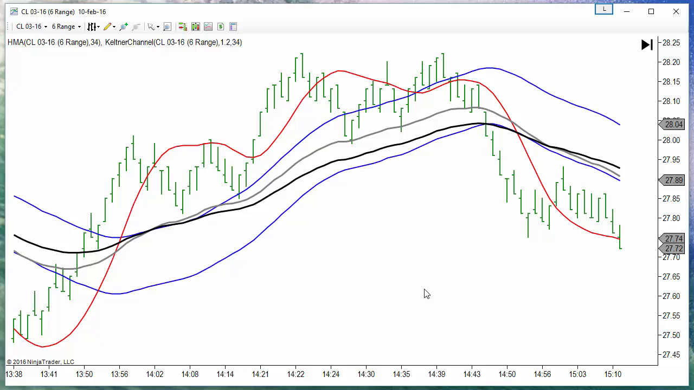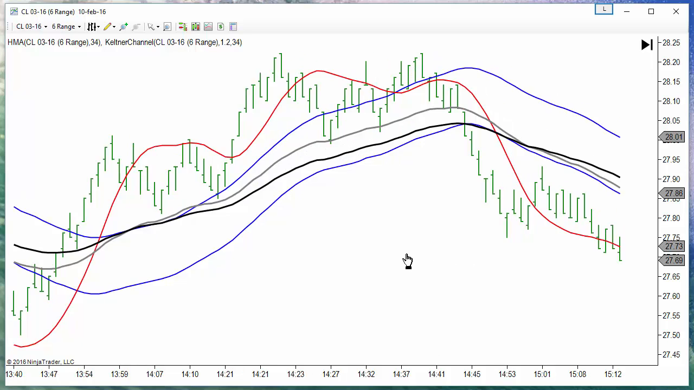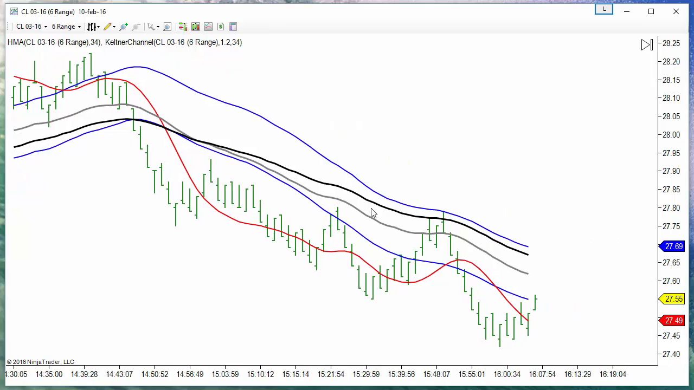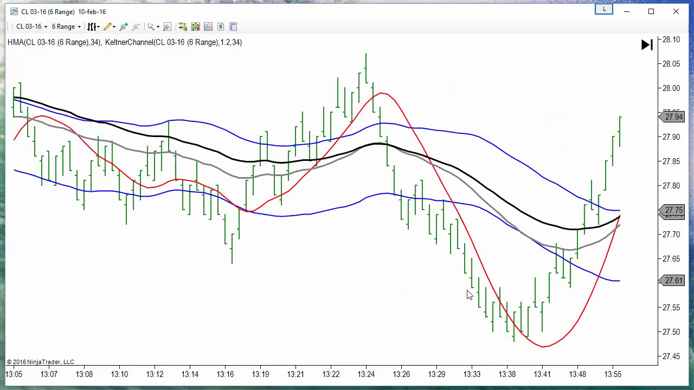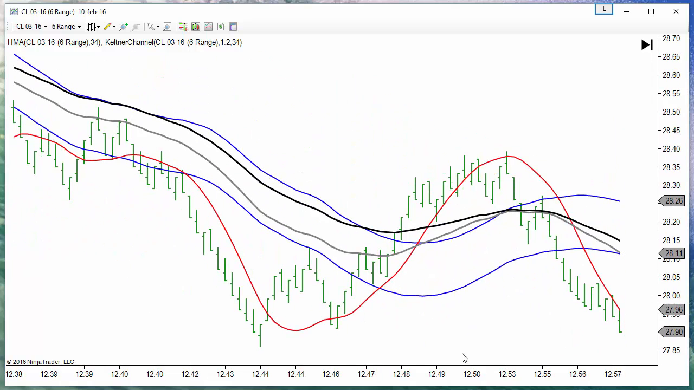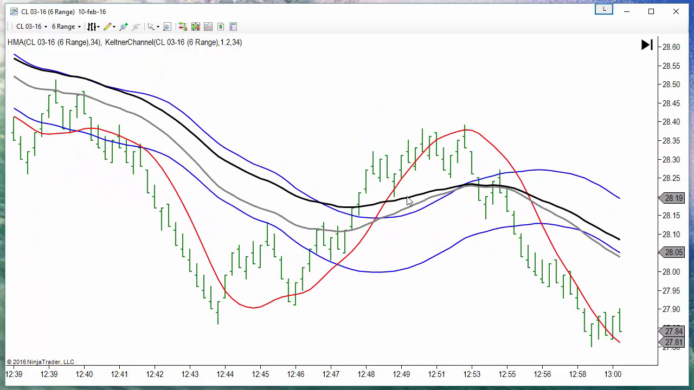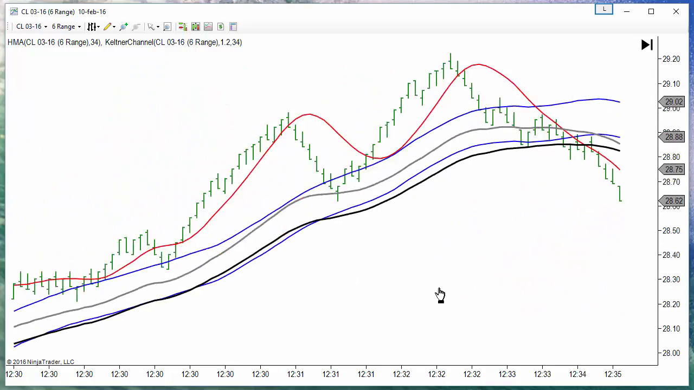So the most obvious is I want to enter long when the gray is over the black. I want to enter short when the gray is below the black. But I also want to enter a trade only if I have separation between both. If both are together, like here, lines are too close, then I don't want to enter a trade.